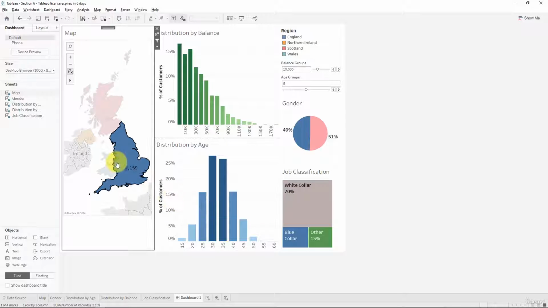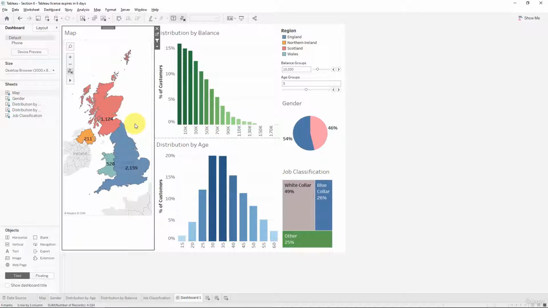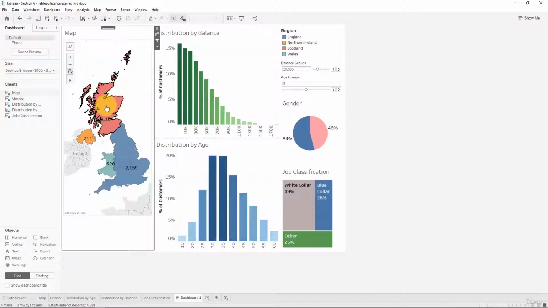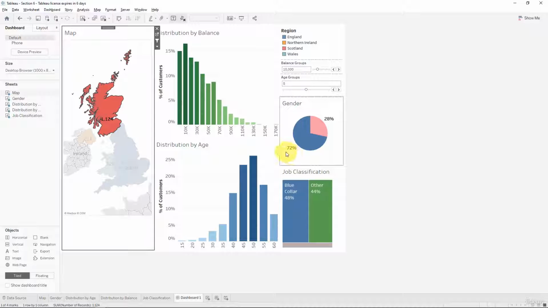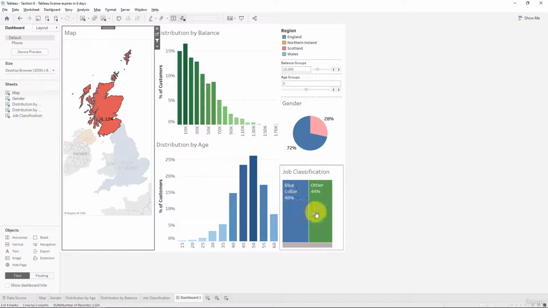Next, we'll move on to Scotland. Once again, we will unclick the map, so we have the baseline, and now when we click on Scotland, we can visually compare. You can see that the balance distribution changes a bit, but not too much. There are some anomalies, but the rest of the charts change quite a lot. The gender breakdown goes from 54% male all the way to 72% male. White collar workers completely disappear, or there's a little bit of them here. It's mostly blue collar workers and other, and also the age demographic is completely different.